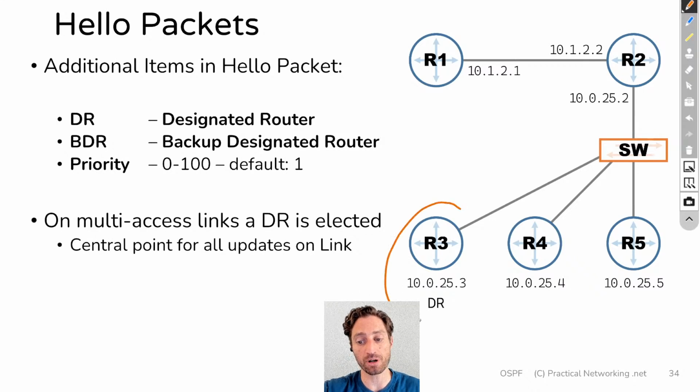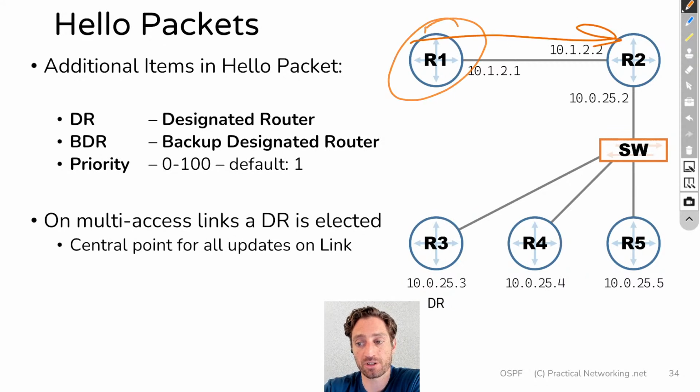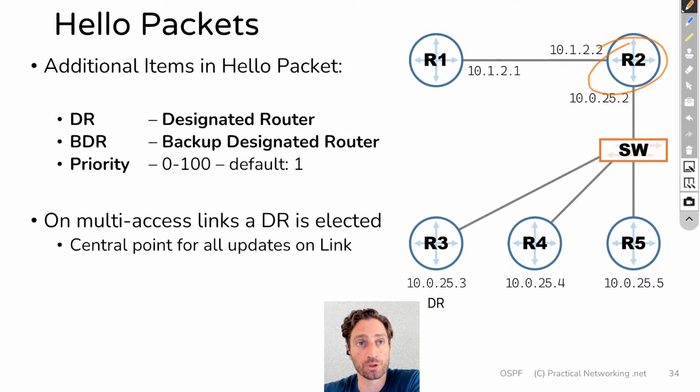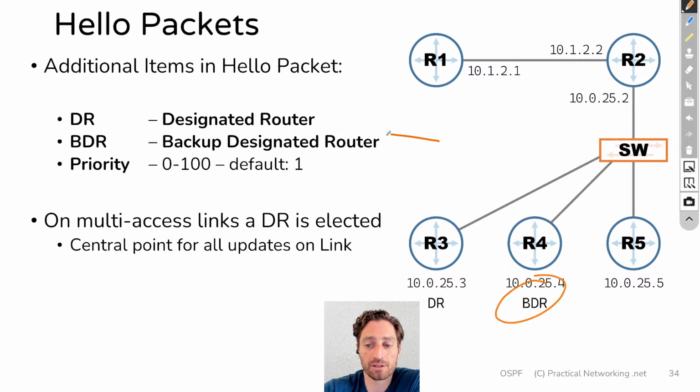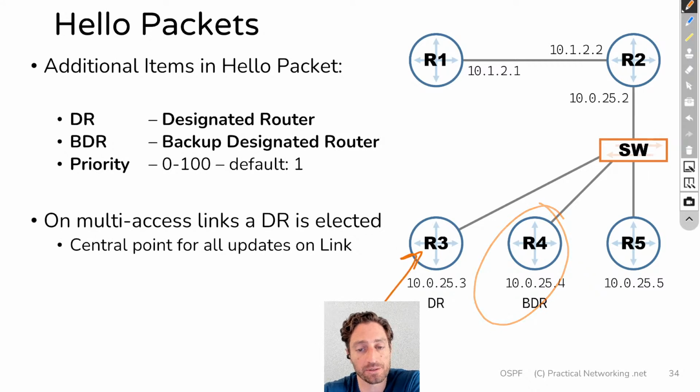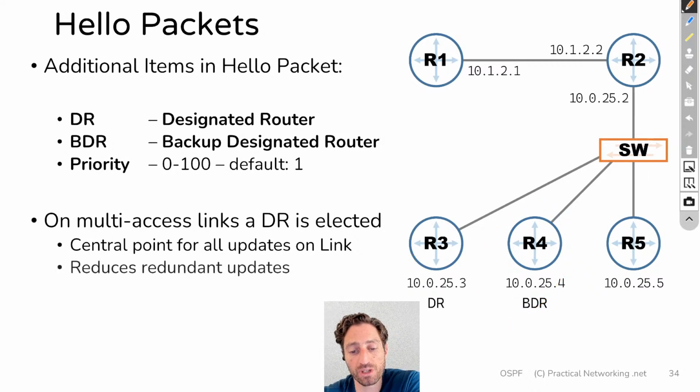So if we go through that same topology, using router 3 as our example designated router, what happens is when router 1 learns something new, it's going to update router 2. When router 2 learns something new, instead of sending that update to everybody on the multi-access link, it's just going to send the update to the designated router. The designated router is then going to be responsible for forwarding that to the other neighbors on that particular link. There's also a backup designated router that is elected, and this guy is only going to do things if this guy fails.